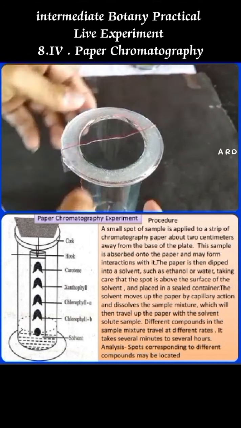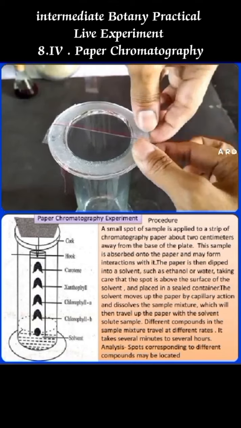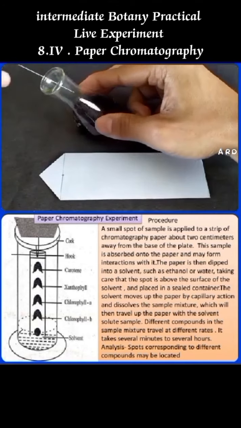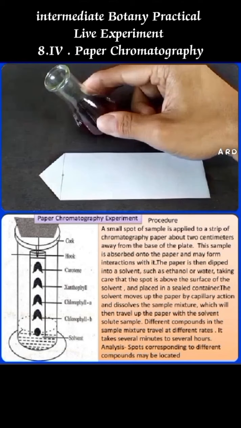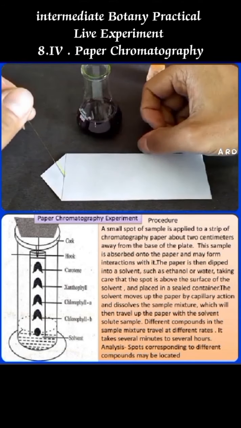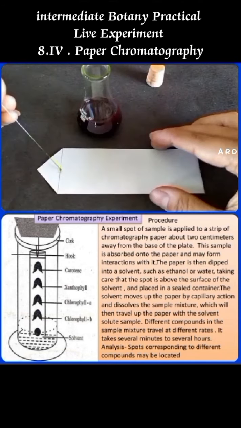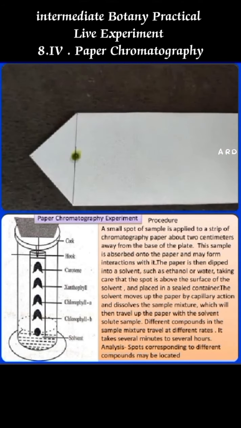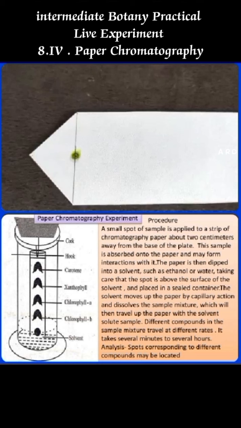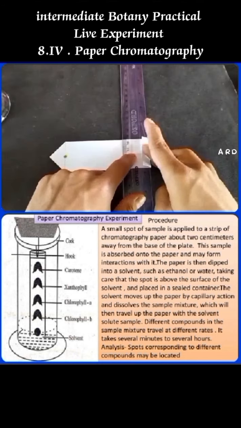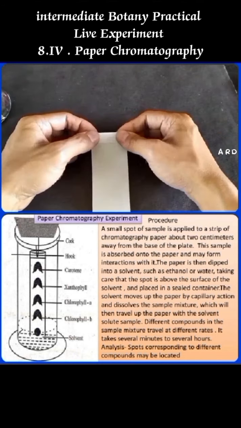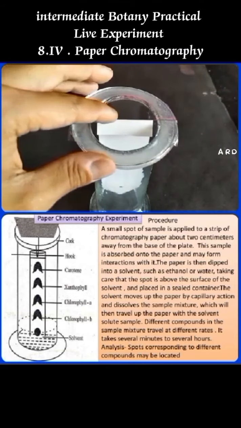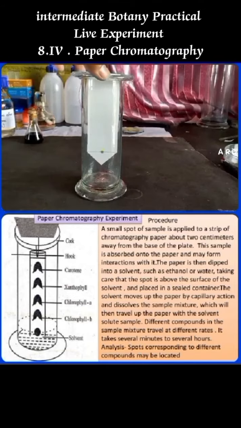Observation: four differently colored horizontal zones or bands appear on the filter paper. Inference: basing on their position and color, the pigments are identified as carotene, orange-red; xanthophyll, yellow; chlorophyll A, blue-green; and chlorophyll B, dark green, respectively in the descending order. So you can see in this picture: chlorophyll B, chlorophyll A, xanthophyll, carotene. These are the pigments which are formed on the chromatography paper.